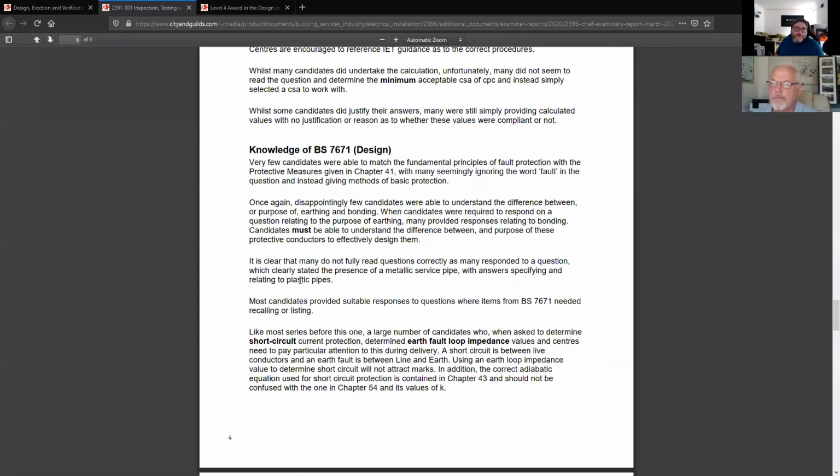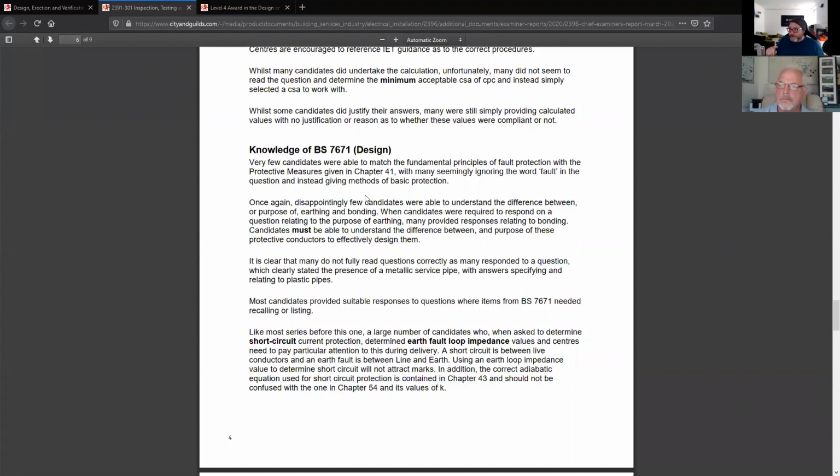Knowledge would be a 7671 for design. Very few candidates were able to match the fundamental principles of fault protection with the protective measures given in Chapter 41, with many seemingly ignoring the word fault in the question and instead giving methods of basic protection. On the 18th edition course that I delivered, when I got to Chapter 41, I broke it down into 2 parts, basic and fault protection. I then went to every protective measure and I said, basic protection is achieved with this. Fault protection is achieved with this. And that's the way it should be understood. Clearly, some people skip that.